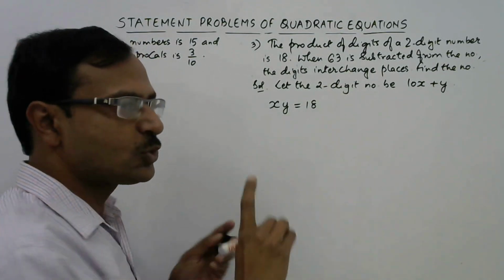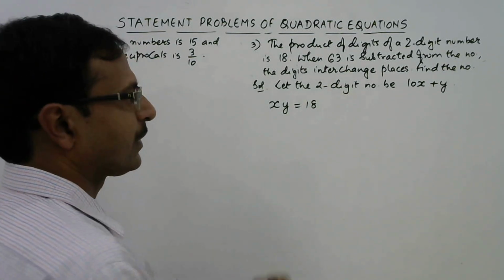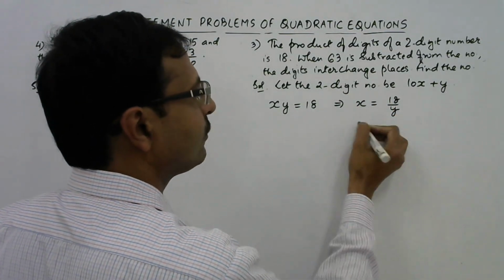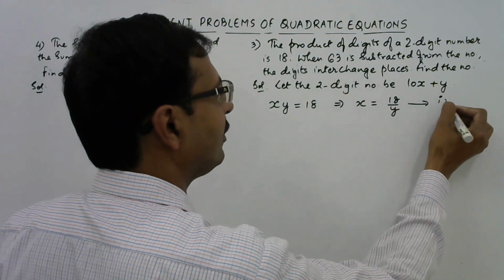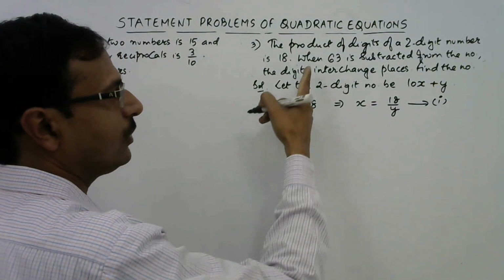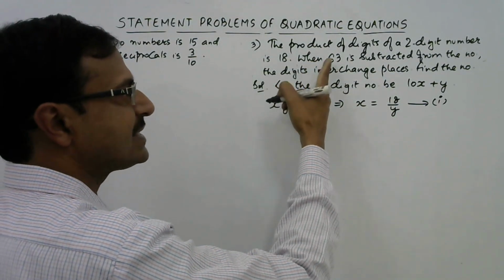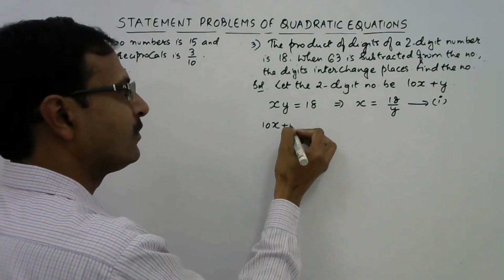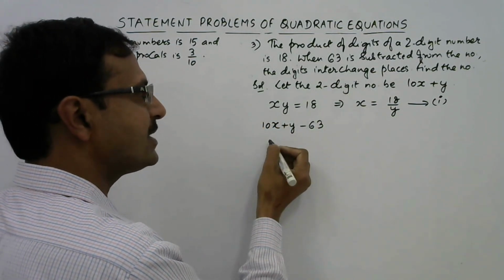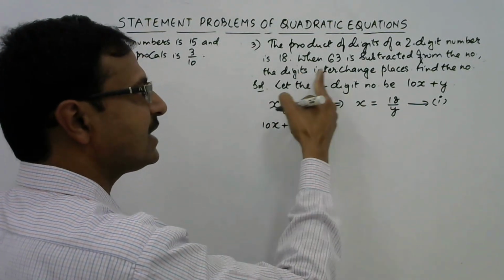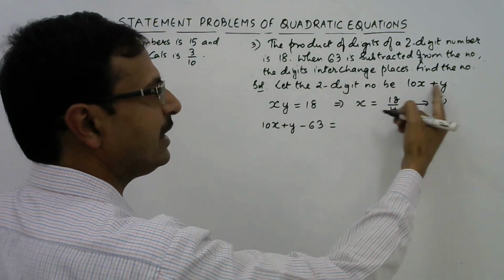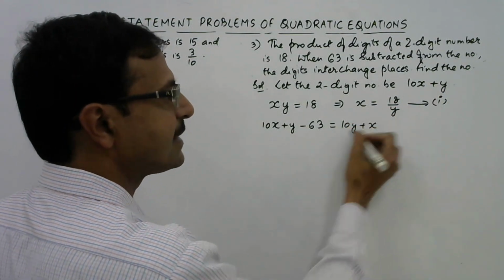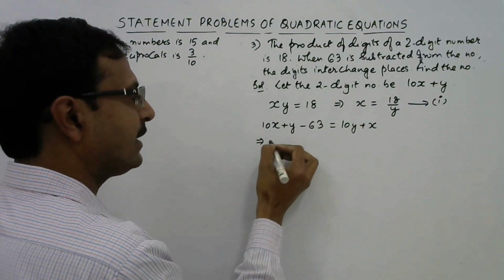This equation will be used to eliminate one variable. This will give us x is equal to 18 upon y. So you can call this equation number 1. We will be using this later. Now, what about the second equation? When 63 is subtracted from the number. So number is 10x plus y. So when 63 is subtracted from this, what happens? The digits interchange places. That means x and y interchange with each other. So this gives 10y plus x. So now you can bring the like terms to one side.